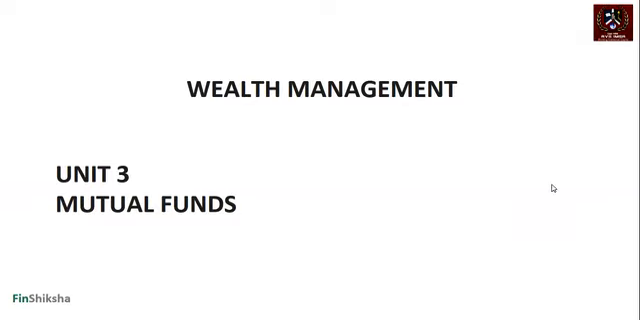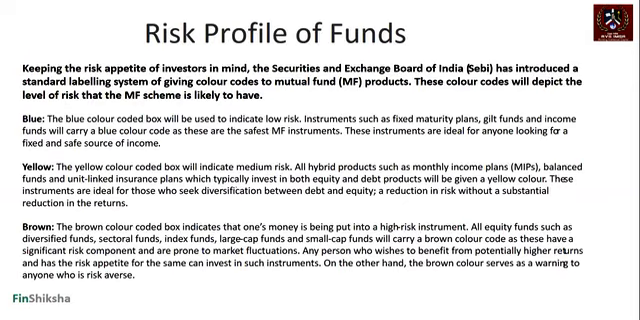First bit first, we will look at how SEBI basically asks. SEBI, remember, is the regulator, Securities Exchange Board of India. There is a risk profile of funds that SEBI has asked mutual fund houses to give, and that's some sort of a color code that they have set for each of the funds. So schemes are going to have a color coding of blue, yellow, or brown that basically tells you whether it is low risk, medium risk, or high risk instrument.